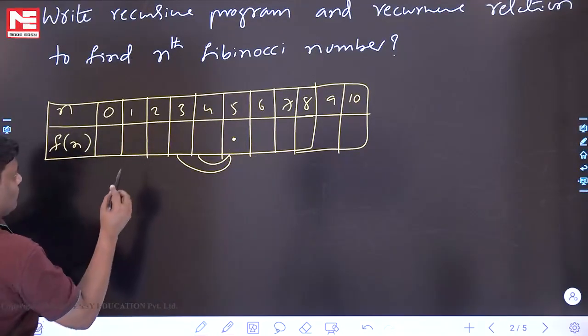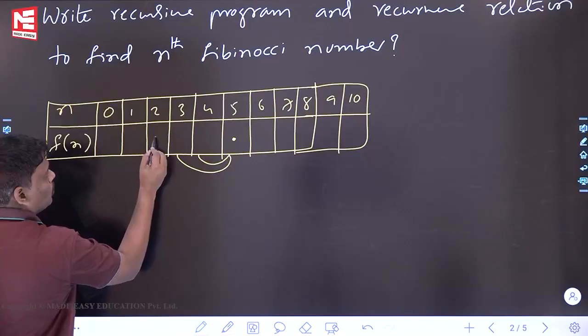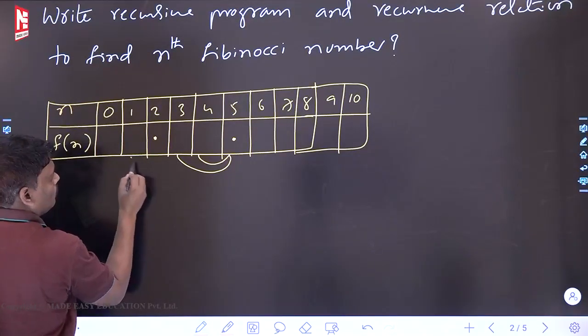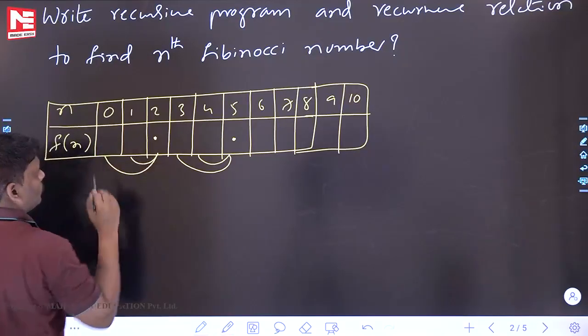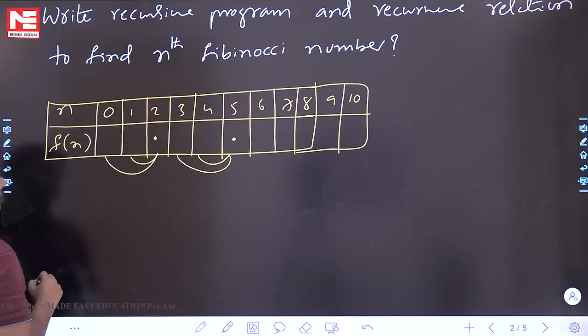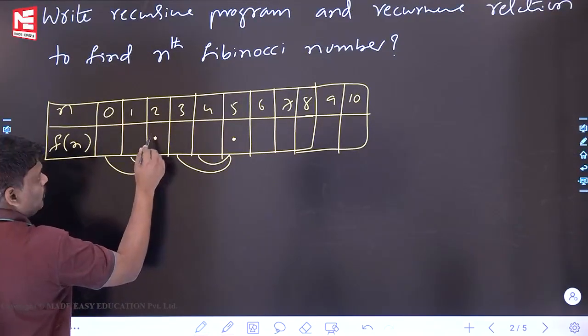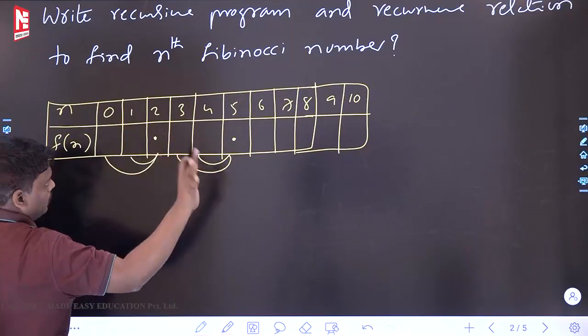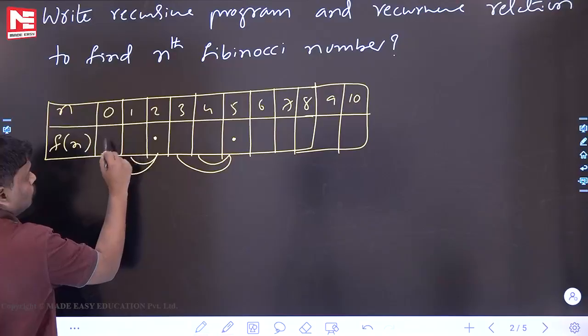In a similar way, how to find Fibonacci of 2? You add the previous 2 numbers, then you will get the Fibonacci of 2. Now some people are asking: if I add the previous two numbers I get the next number, that is fine, but how do I get the first two?